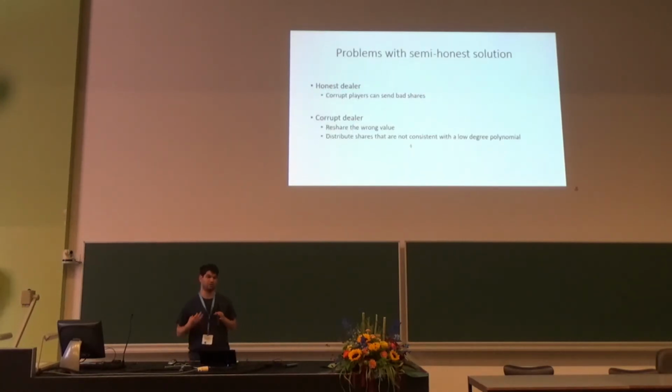So now we're going to discuss the problem with this semi-honest solution. There are two main problems. If the dealer is honest, the corrupt players can send him bad shares. And if the dealer is corrupt, he can reshare the wrong value, or he can distribute shares that are not consistent with a low-degree polynomial. So instead of sharing using the right sharing, he's going to share with a polynomial of high degree. And this is actually going to be a much more devastating attack. Okay, so let's quickly go through the cases.